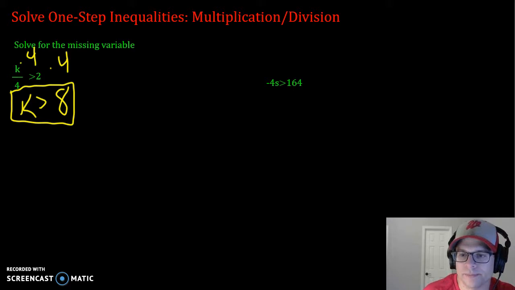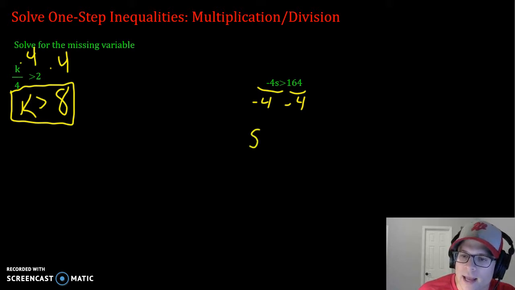And on to the second one. Negative 4 times s is greater than 164, so the opposite is to divide by negative 4. Negative 4 divided by negative 4 is 1. We're left with 1s. Now, when you multiply or divide by a negative number, the direction of your inequality symbol is actually going to change directions.